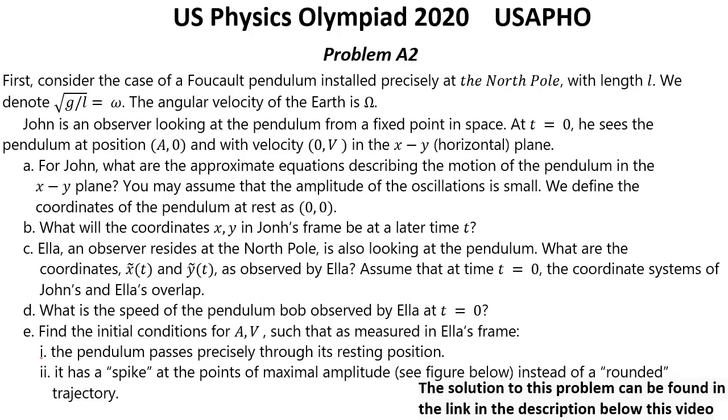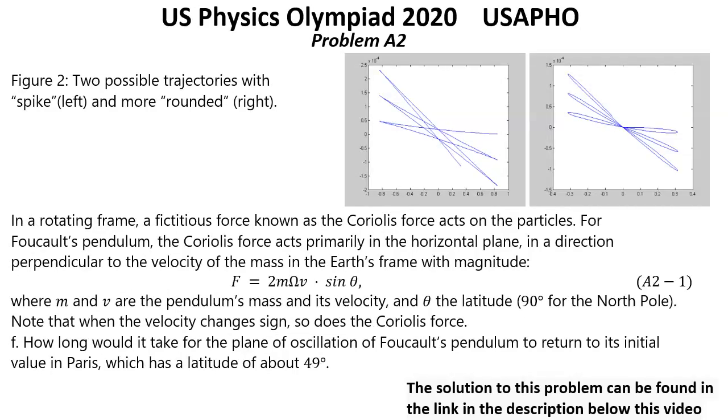Question E. Find the initial coordinates A, V such that, as measured in Ella's frame, Case 1: the pendulum passes precisely through its resting position. Case 2: it has a spike at the points of maximal amplitude, see figure below, instead of a rounded trajectory. Figure 2. Two possible trajectories with a spike, left, and more rounded, right.